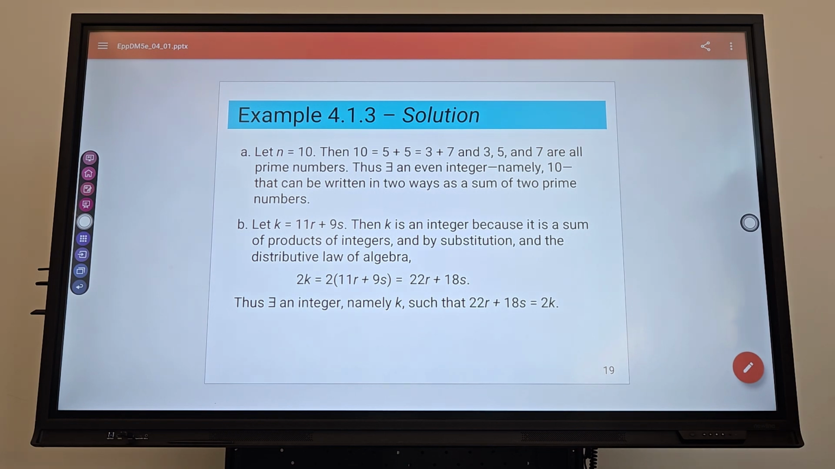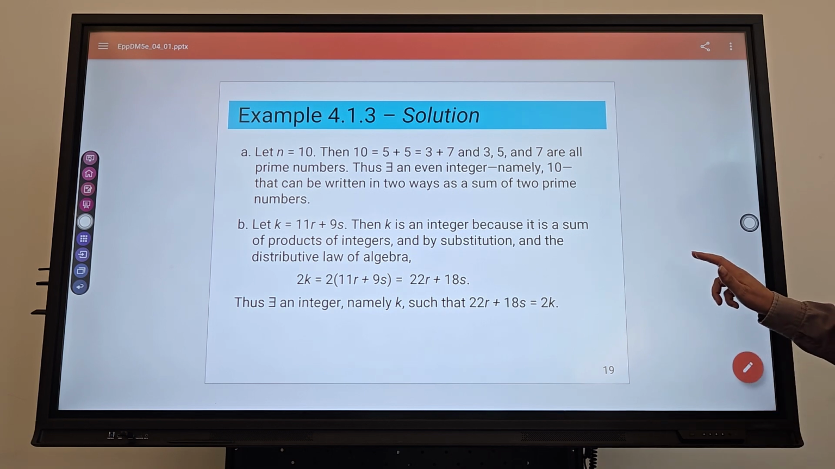For b, let k equal 11r plus 9s. Then k is an integer because it is a sum of products of integers. And by substitution and the distributive law of algebra, 2k equals 22r plus 18s. Thus, there is an integer k such that 22r plus 18s equals 2k.